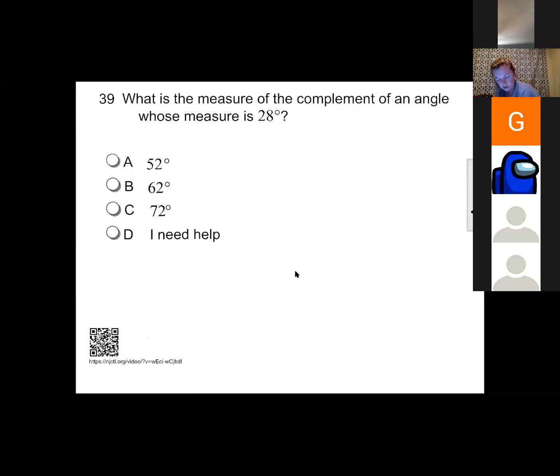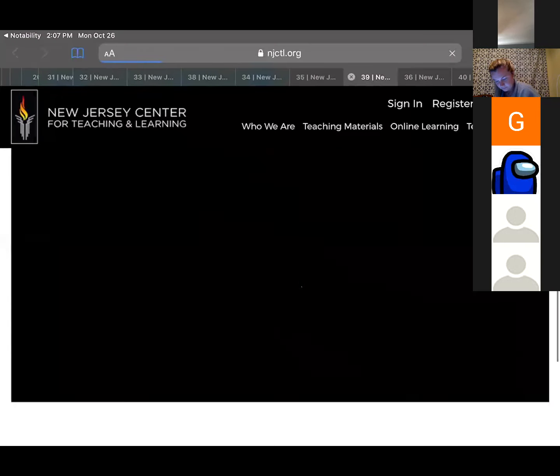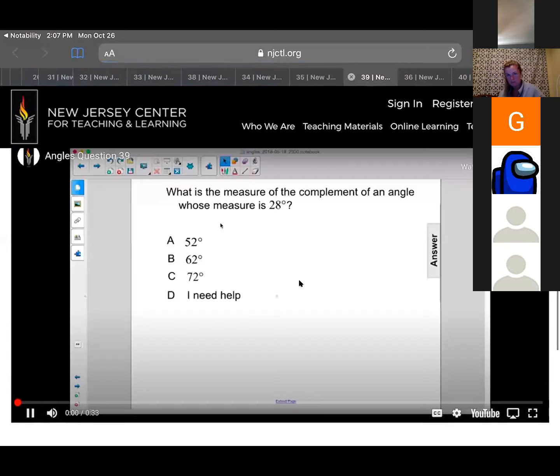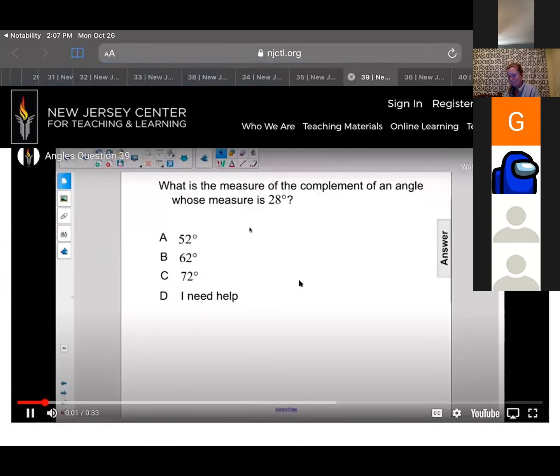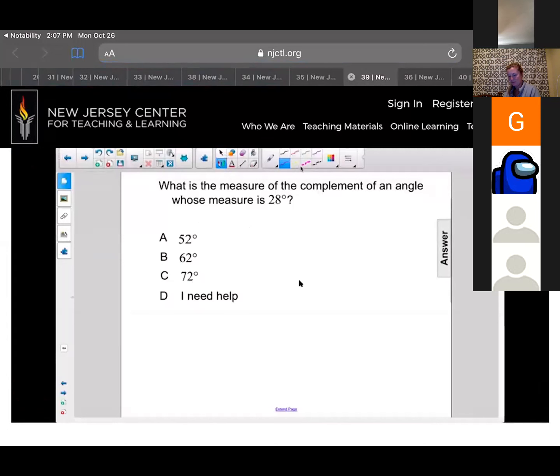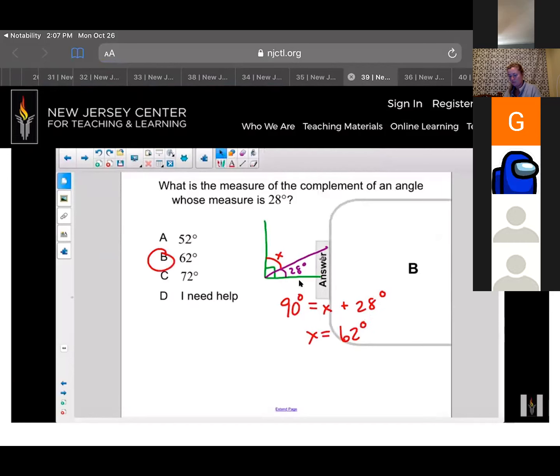All right, looking at question 39. What is the measure of the complement of an angle? Oh, where did our volume go? And we know that this angle here is 28 degrees, and we want to know what this angle is here. So the full angle is 90 degrees, and that equals x plus 28 degrees. Therefore, x equals 62 degrees. The answer is B.